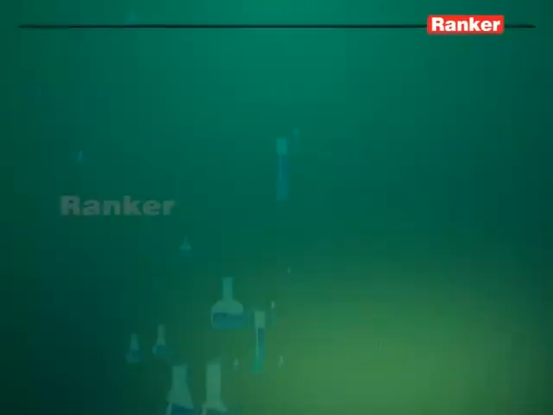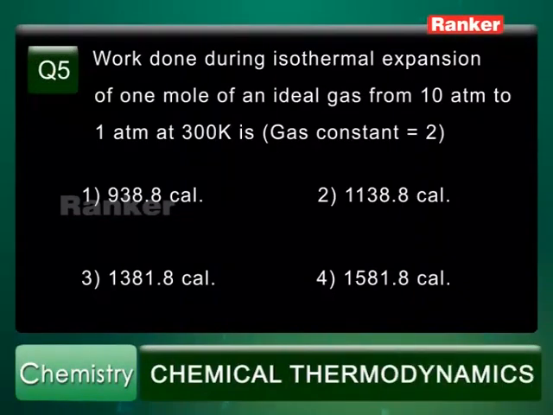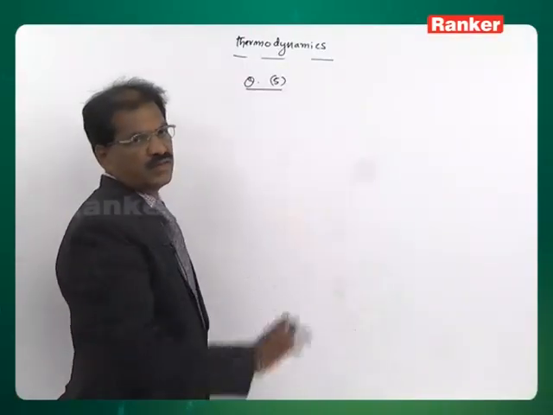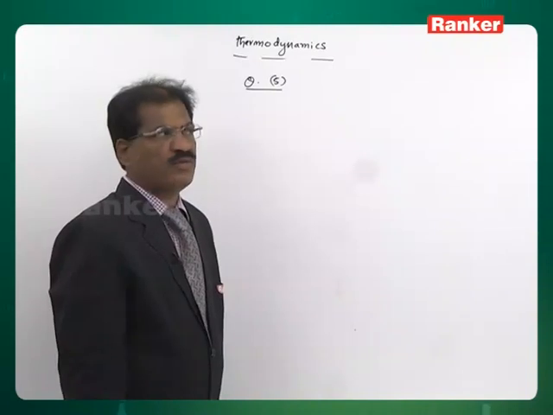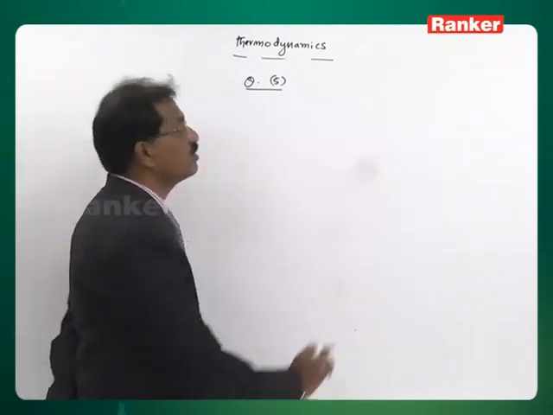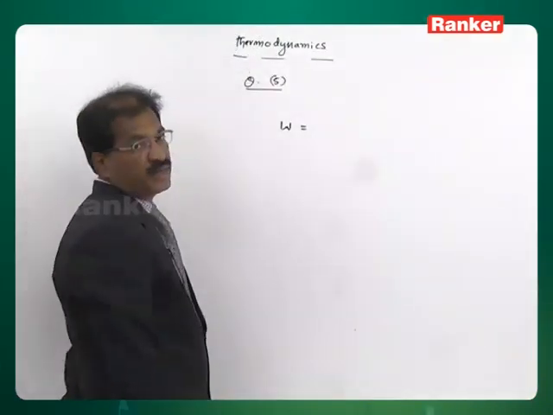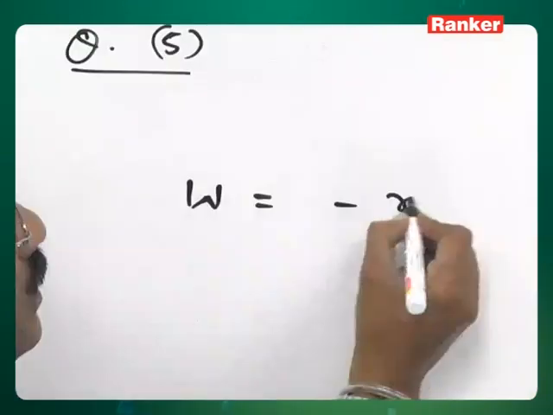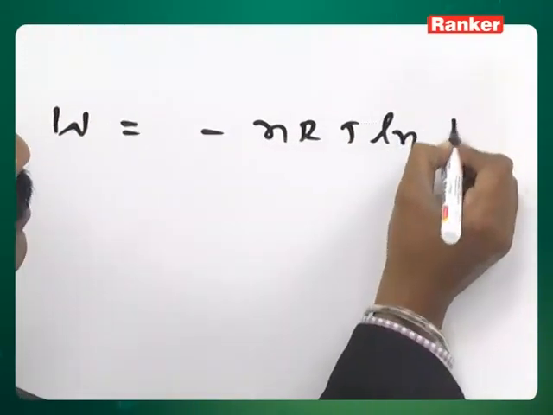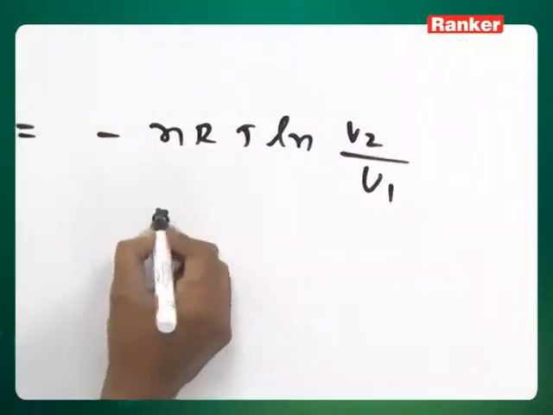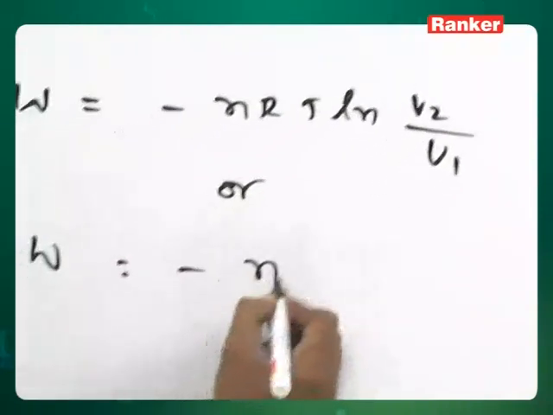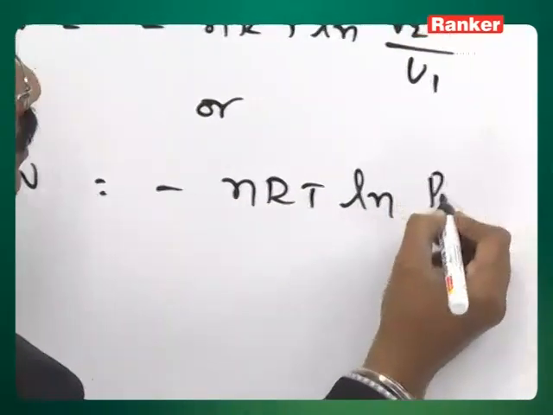Next, question number 5. Work done during isothermal expansion of 1 mole of the ideal gas from 10 atmospheres to 1 atmosphere at 300 Kelvin is. So, they are asking the numerical value of the work done by the 1 mole of the ideal gas under isothermal conditions. So, let us recollect the formula that is applicable to calculate the work done by the gas. W is equal to minus nRT ln V2 by V1, or W is equal to minus nRT ln P1 by P2.